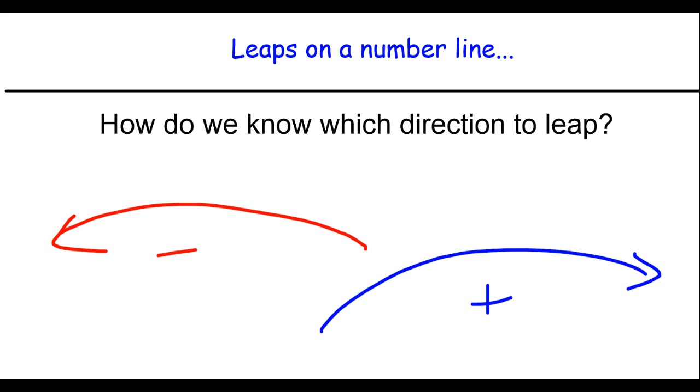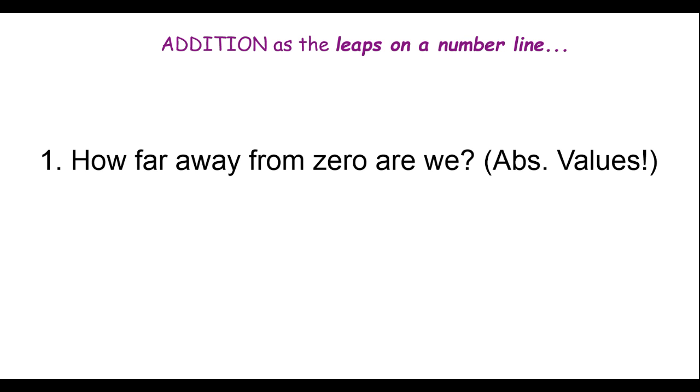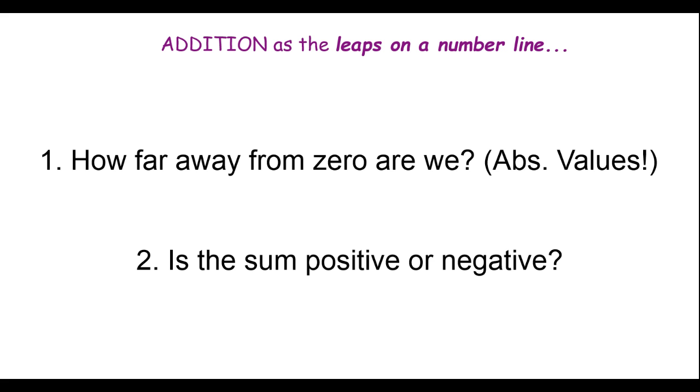So when it comes to adding numbers, there are two things we need to know. One is how far we are away from zero, which has to do with absolute values, because absolute values are distances from zero. And the second is whether or not our final distance from zero will be on the positive side of the number line or the negative side of the number line. So we're looking for, is the sum positive or negative, and how far do we end up away from zero? Keeping all of those things together, we can come up with some pretty handy rules for adding with negative numbers.